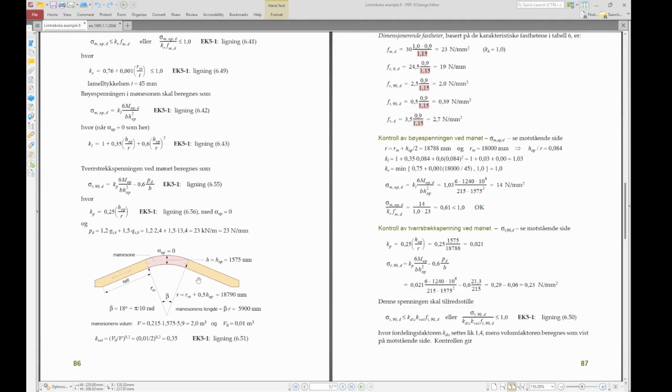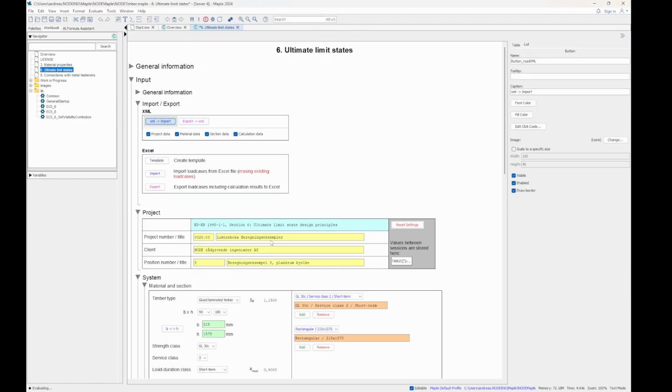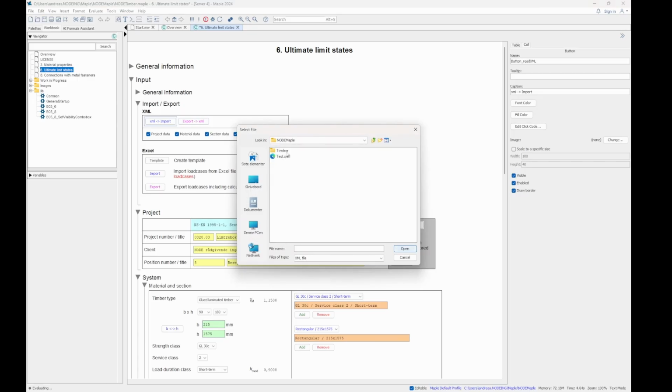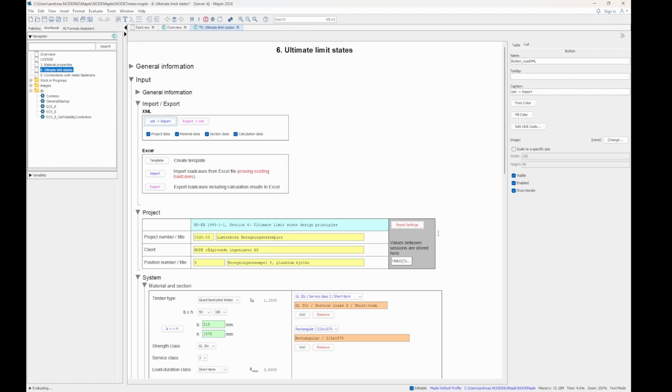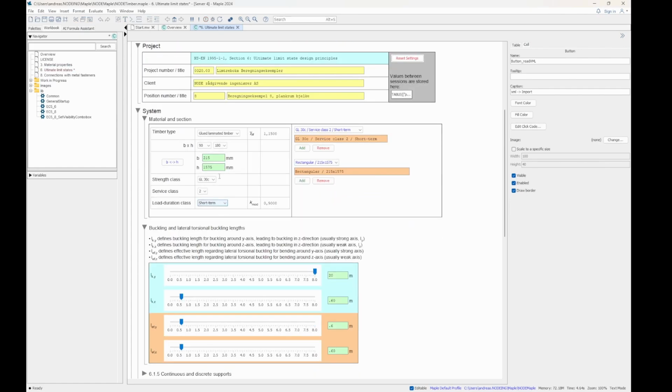5,900 millimeters length. So we are just going to open the Maple sheet and the ultimate limit states, opening the example in the ULS folder, example 8. I've already opened it here. So in this case, the section of the profile is the same over the whole length of the beam, so we can in fact calculate all necessary points with one calculation in that case.